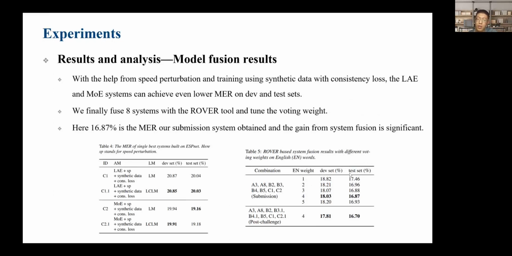Specifically, we set the Mandarin characters weight to 1 and adjust the English word weight from 1 to 5 accordingly. Results in Table 5 show that when the weight of the English words is set to 4 times that of the Mandarin characters, the best performance is achieved. Here, 16.87% is the MER our submission system obtained, and the gain from system fusion is significant. After the challenge, we take different language models into consideration and try another combination, and this post-challenge system gets a further MER reduction of 0.17% on the test set.